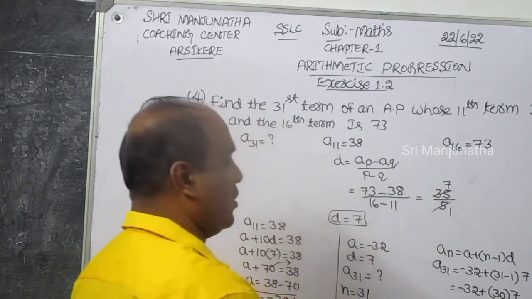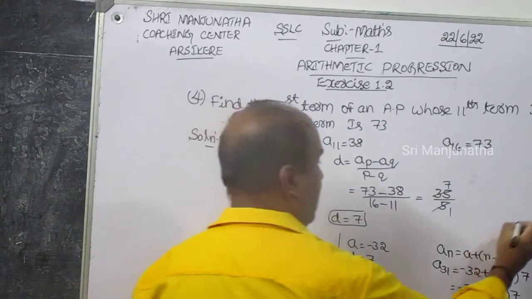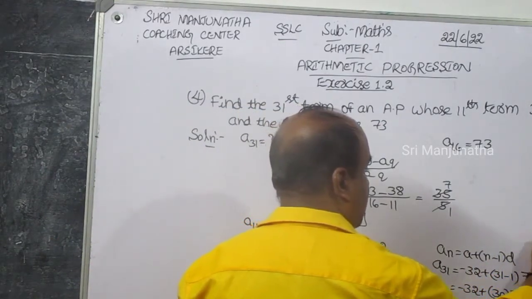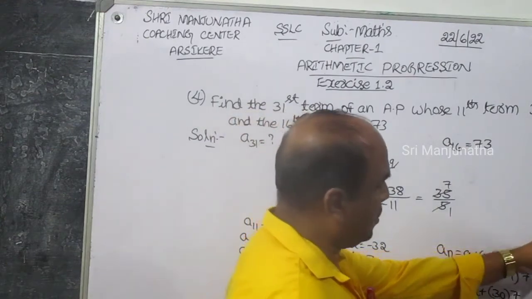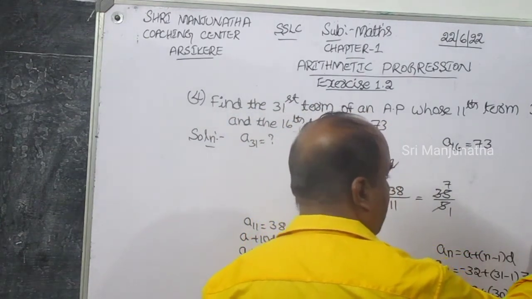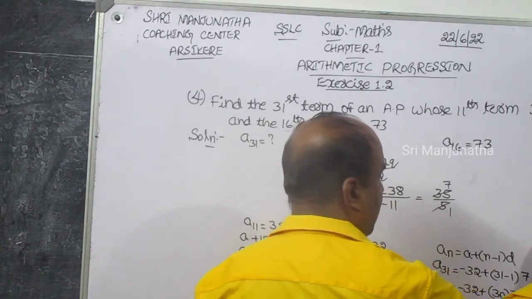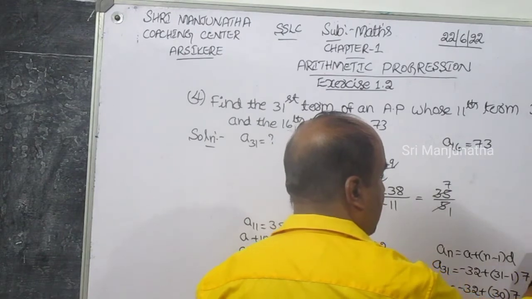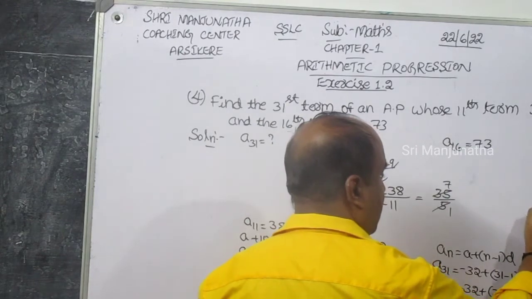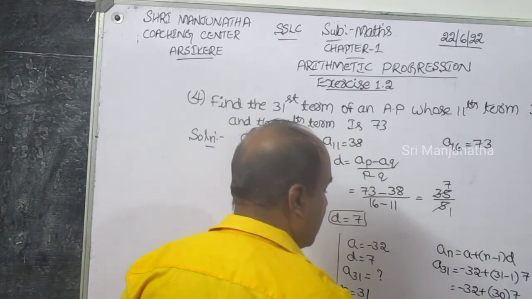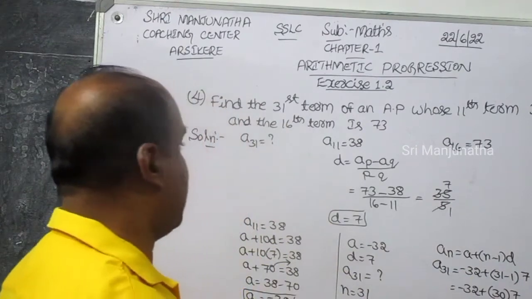Then you have to subtract 210 minus 32. 0 minus 2 is not possible, so I have to borrow 1, which makes it 10. 10 minus 2 is 8. Then 10 minus 3 is 7, and 1 remains. 178 is the answer. A31 is equal to 178.